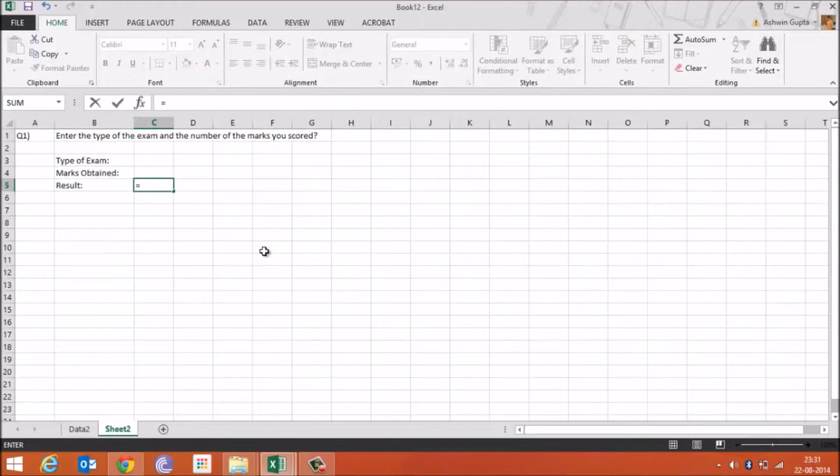The formula uses nested if commands here, where the first if is for checking if it is external or internal in the cell of our type of exam.